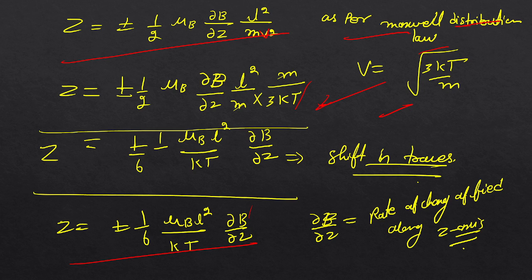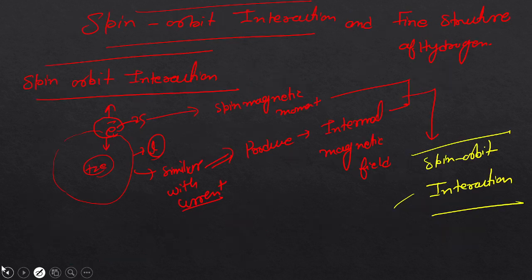Here, the partial derivative of B with respect to Z is the rate of change of the magnetic field with respect to the z-axis. And Z is the displacement from the mean position. The mean position was P. When we applied the magnetic field, this much is the displacement, the intensity of displacement through which the particle is displaced from the mean position. So this was the contribution of the Stern-Gerlach experiment. This was the spin orientation.